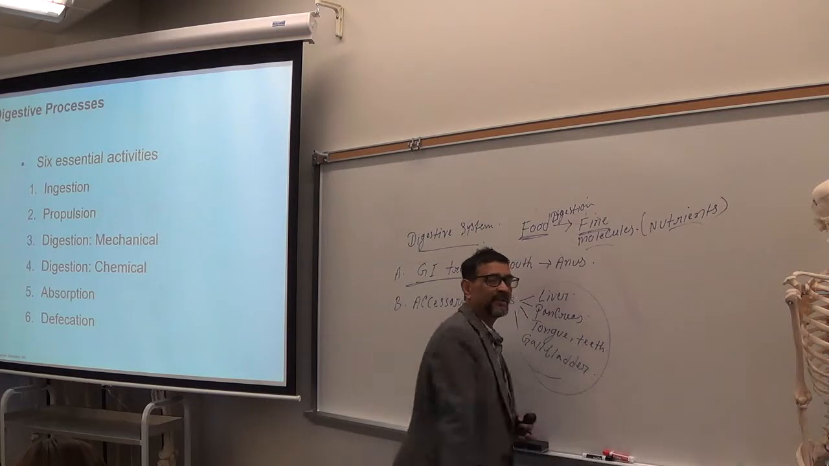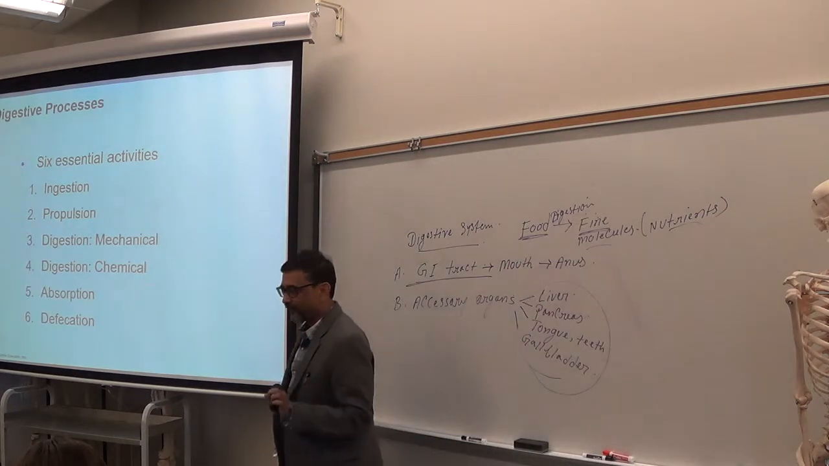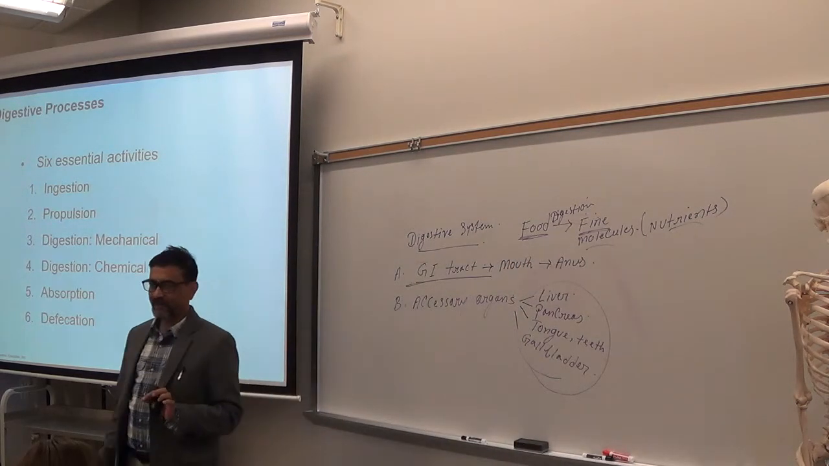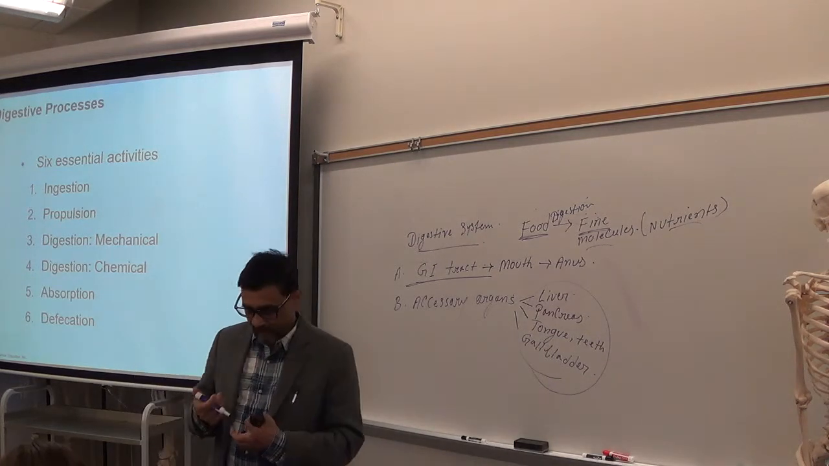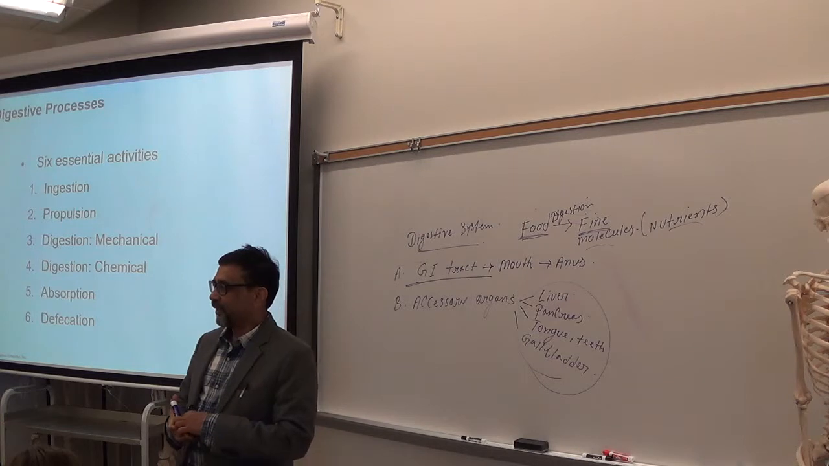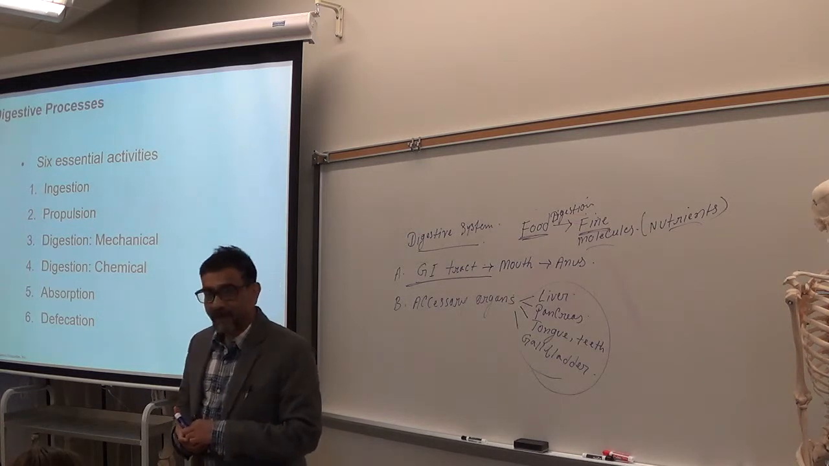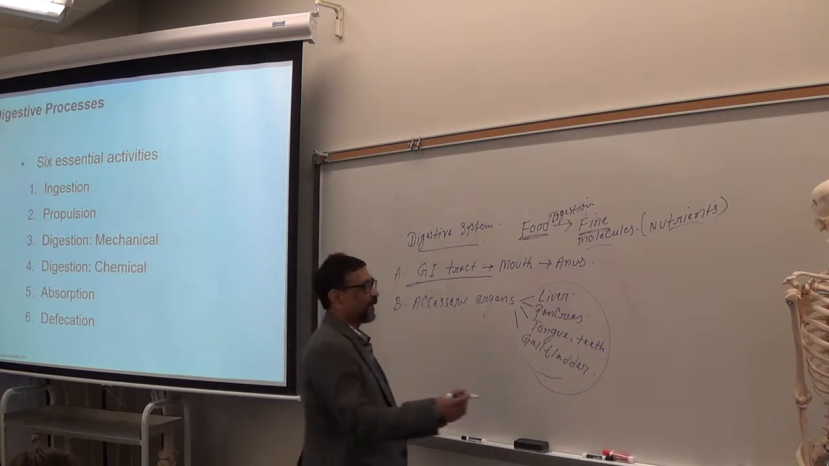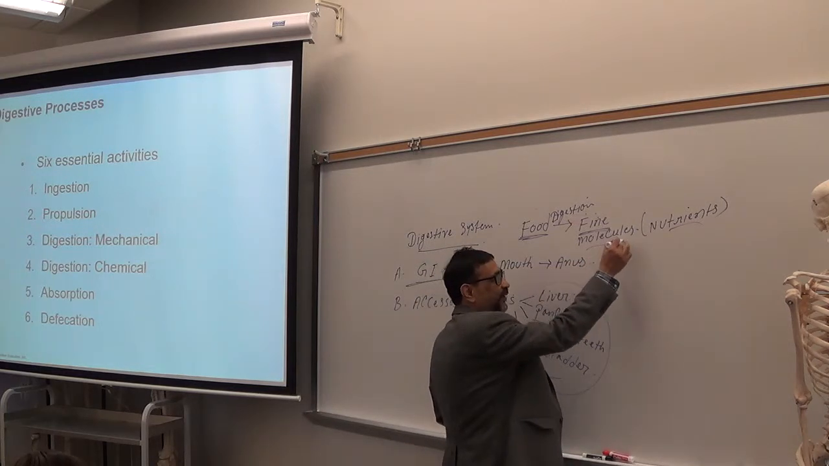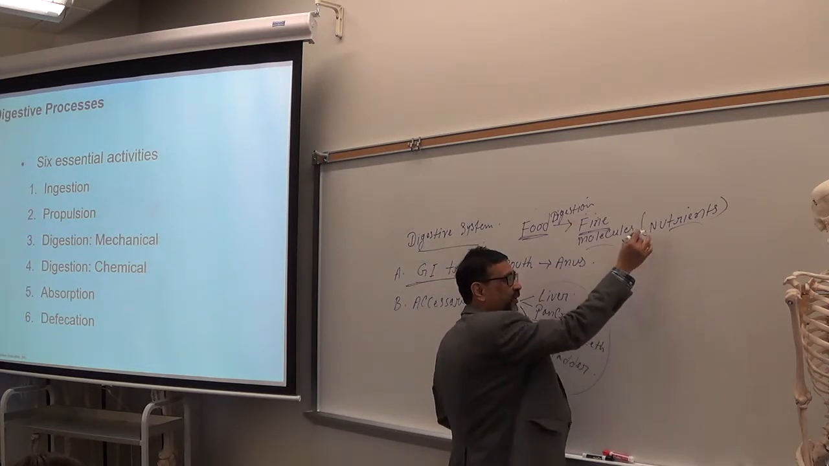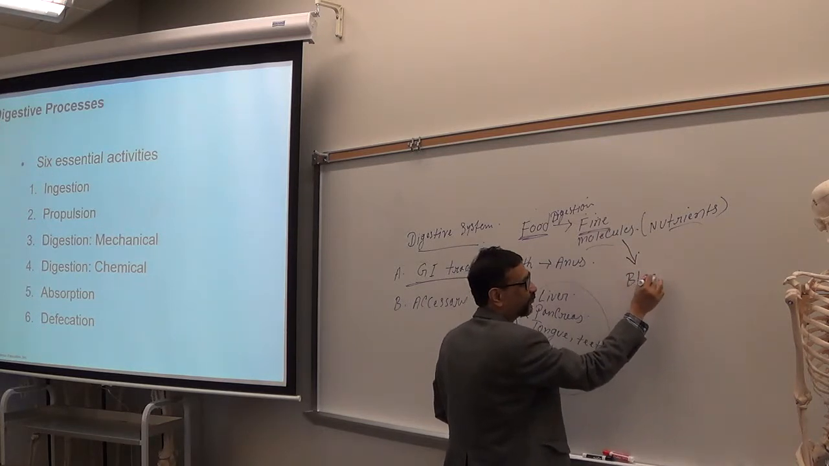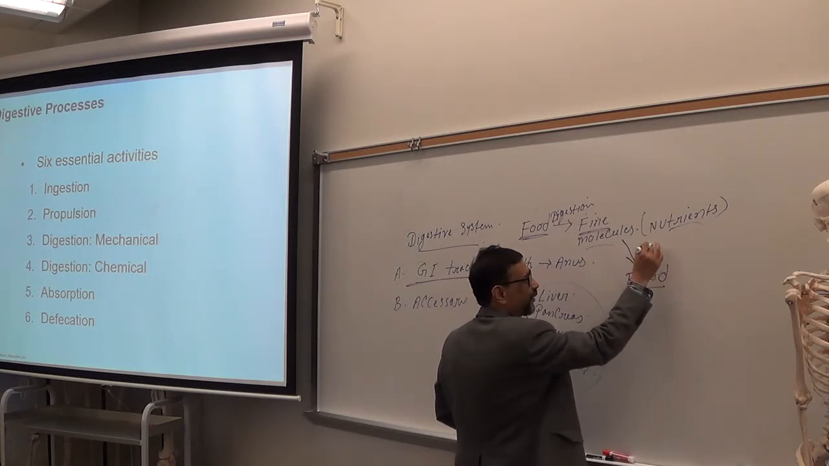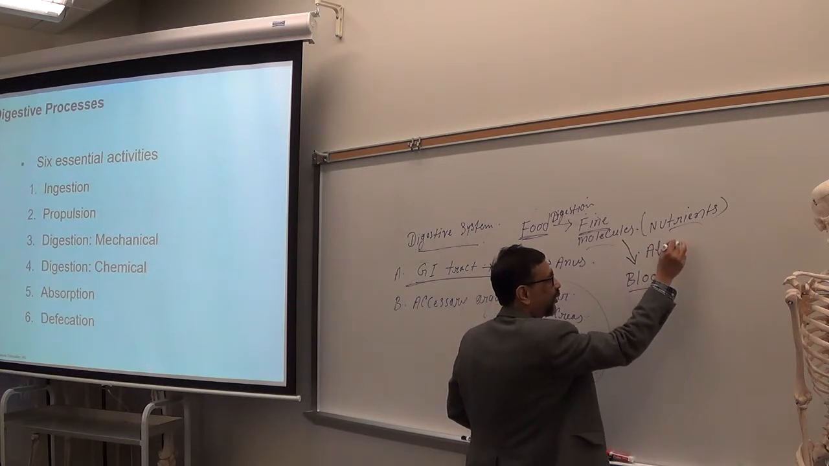Nutrients. Make sense? So nutrients are fine food molecules. And after that, what happens? Absorption. That means these fine food molecules or nutrients are taken into the blood by absorption.